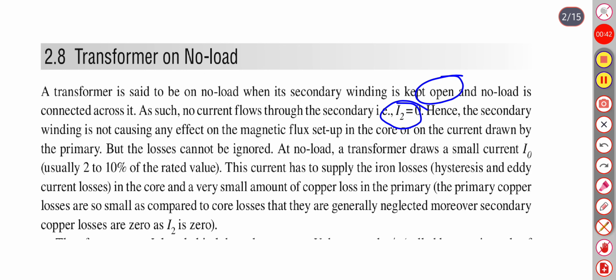Hence, the secondary winding is not causing any effect on the magnetizing flux set up in the core by the current drawn by the primary. But the losses cannot be ignored. At no load, the transformer draws a small current I0, usually 2 to 10% of the rated value. This current has to supply the iron losses, meaning hysteresis and eddy current losses in the core, and a very small amount of copper loss can be neglected, because I2 is also 0.